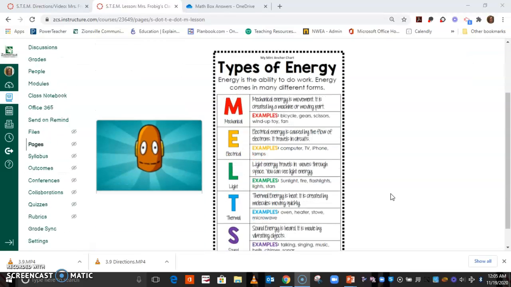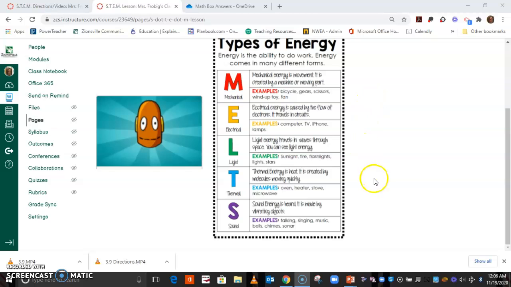But anyhow, we just didn't get to it when we were in the regular classroom. Things were taking us a little extra longer than I thought. So some of you at home may have done this already. But for STEM, we are going to talk about the different types of energy.